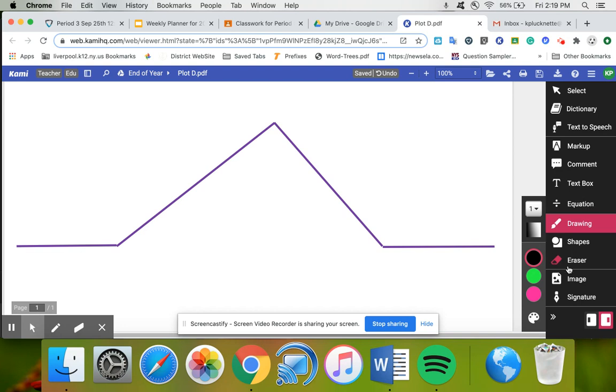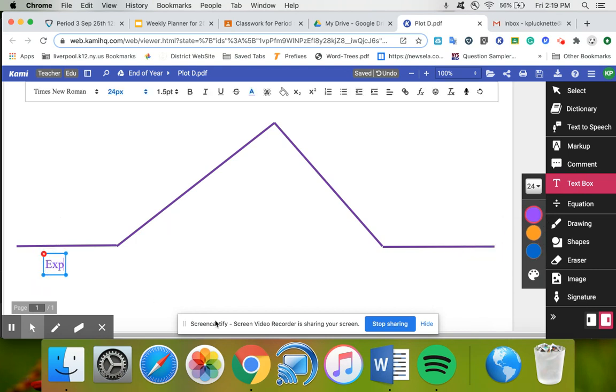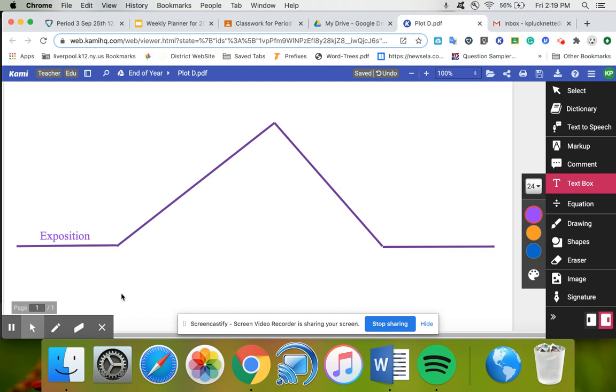The start of any story, fictional, again, we're talking about fiction. Sometimes nonfiction kind of follows a plot diagram, especially if it's readable nonfiction. But for the most part, we are talking about fiction. So we call this the exposition. And the exposition is the start. That's what it means.